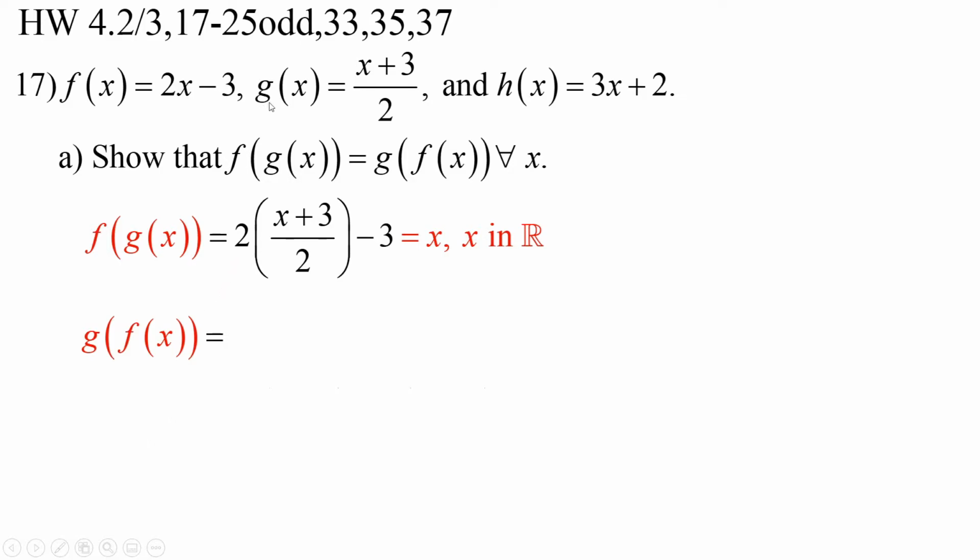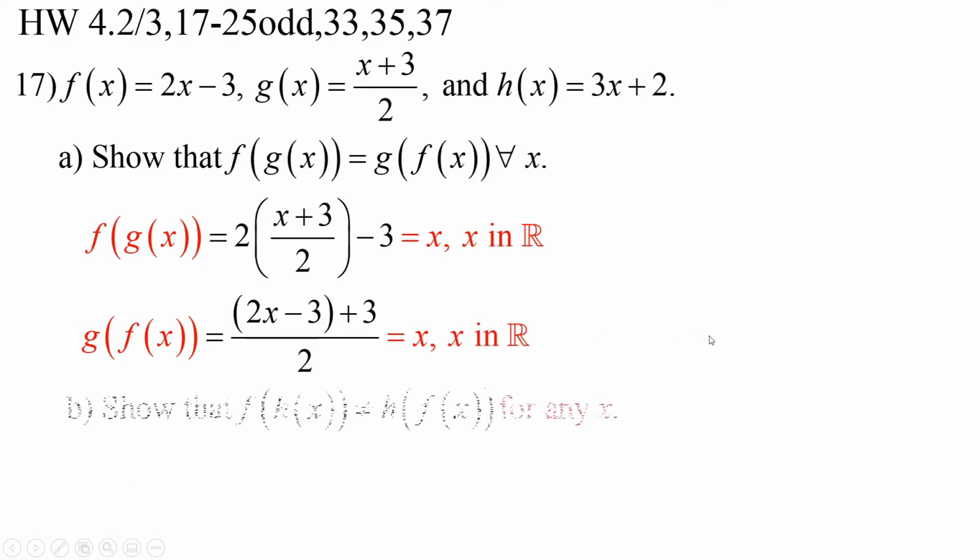So now start with the function g, x plus 3 over 2. But you see where the x is? I have a big old parenthesis, and within this parenthesis, I need f of x, which is 2x minus 3. Now let's simplify this. Well, in my numerator, minus 3 plus 3 cancels, and I'm left with 2x over 2. The 2s then cancel, and I have x. And now, these are all linear functions defined for all real numbers, so there's no domain restrictions there. So x is in the set of real numbers, and that's part A.